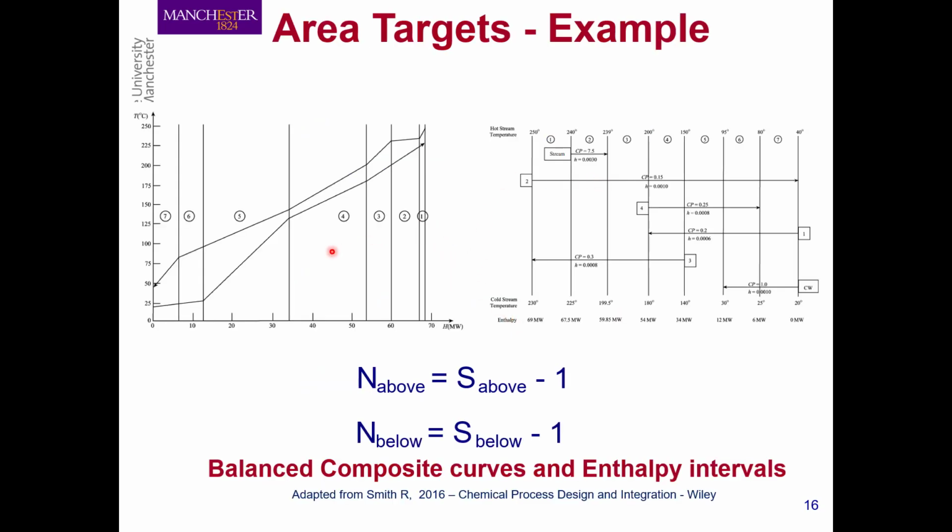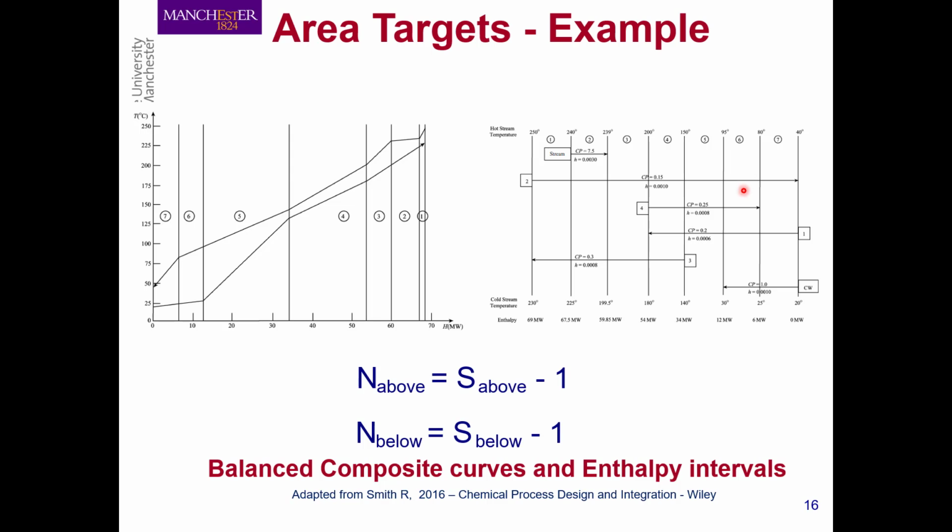So let's have a look here. If we look at this balanced composite curve, we know from chapter 7 that the pinch temperature was around 140-150 degrees centigrade. Looking at the number of streams above the pinch, you have 1, 2, 3, 4, and 5 streams. If you subtract 1 from 5 streams, it will be 4. If you count the number of intervals, 1, 2, 3, 4. So you have 4 enthalpy intervals, and you need 4 units for the area above the pinch.